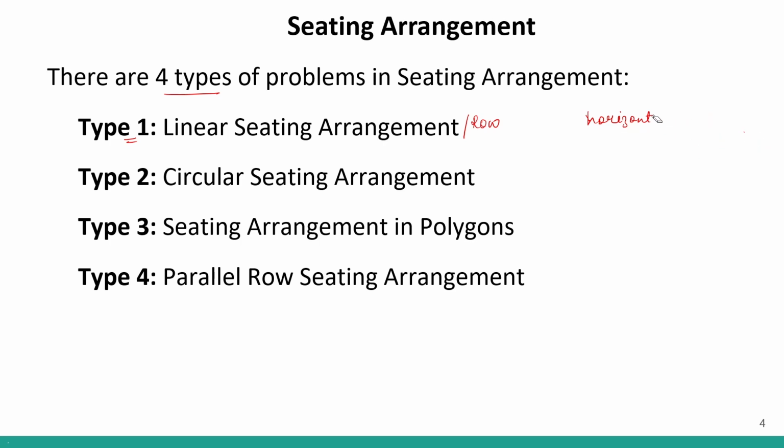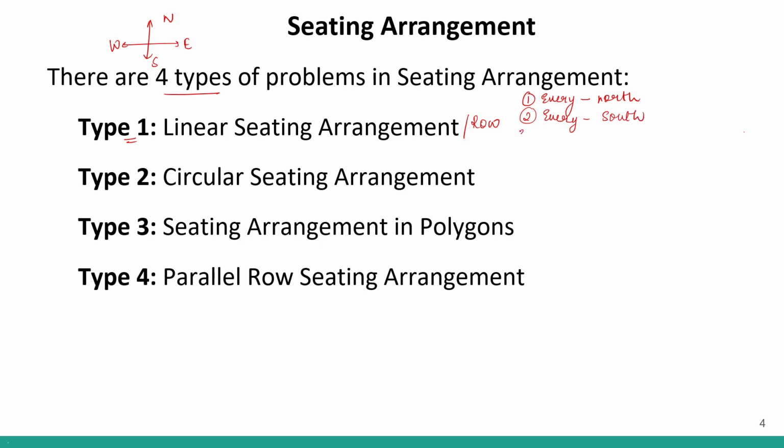In linear seating arrangement, generally we get horizontal row seating arrangement. So there are 3 possibilities. The first possibility is everyone is facing north. Do you remember the directions we discussed in following directions? This is north, this is south, this is east, and this is west. So the first possibility is that everyone is facing north. The second possibility is everyone is facing south.